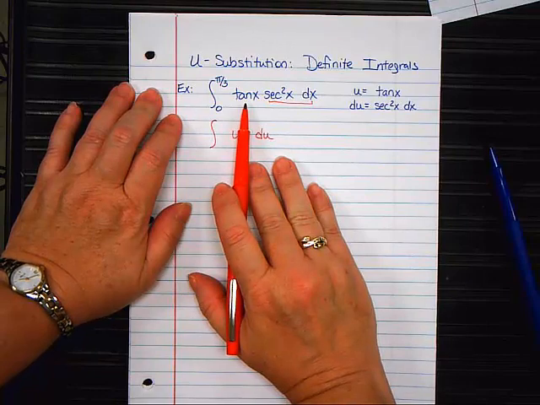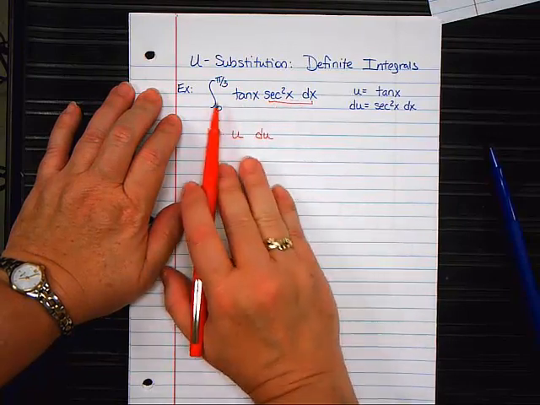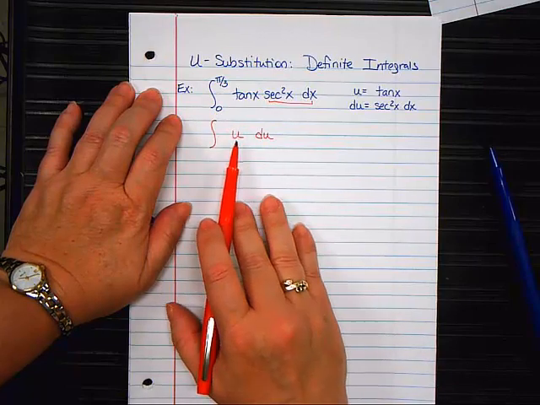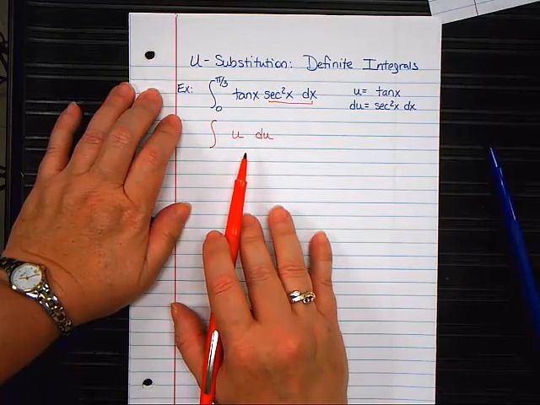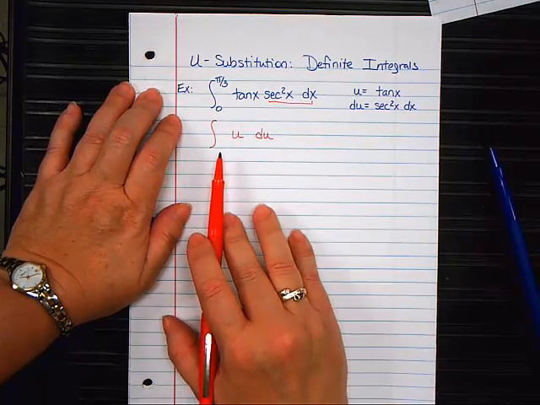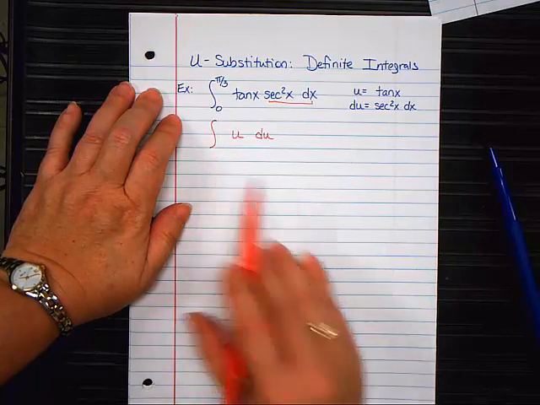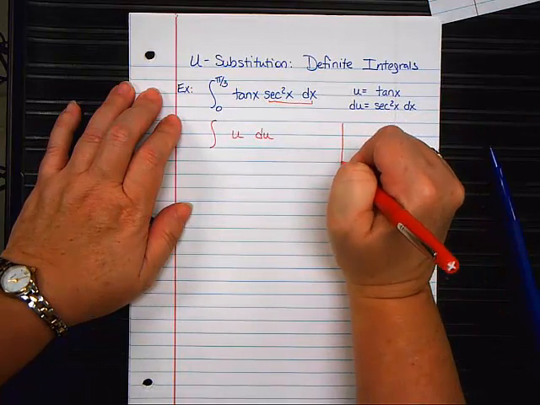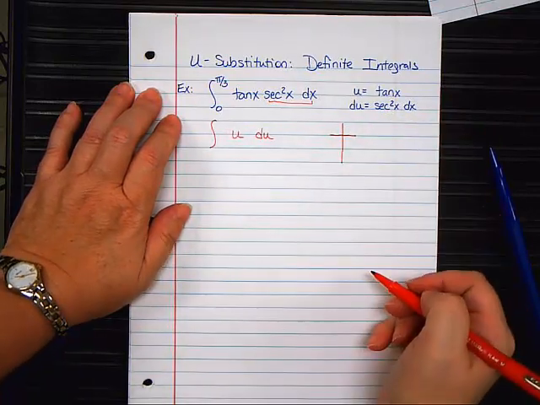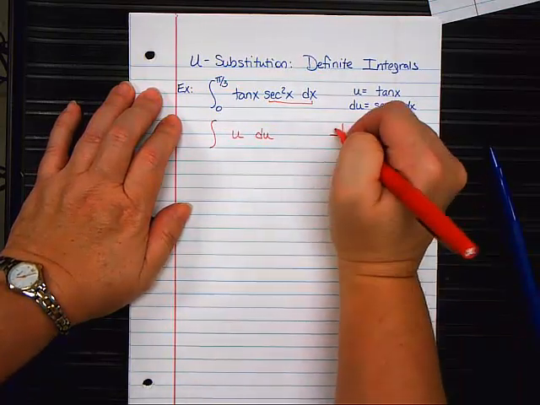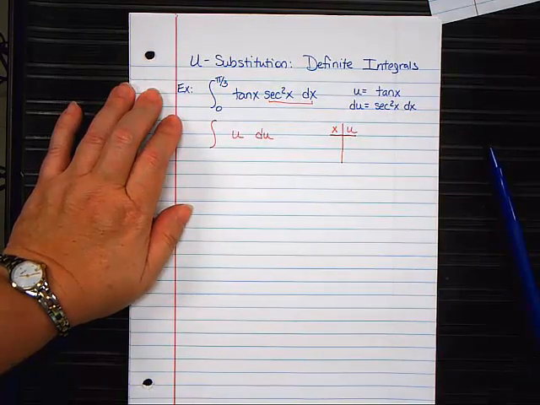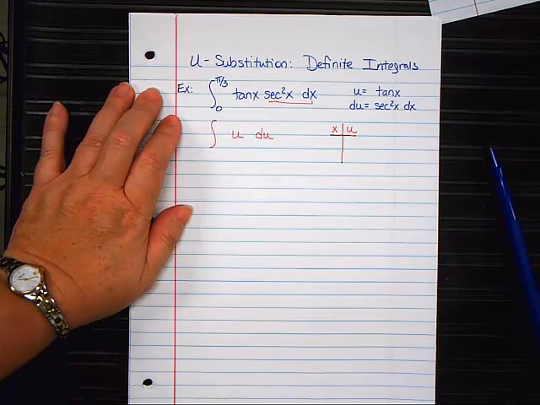Okay? Now, this is in terms of x. This is in terms of x. These limits are also in terms of x. Since we have turned the rest of the integral into u's, we must also turn the limits into u's. So this is where we now go down a different road. I need you to draw a 3-line long t-chart. X goes in the first column, u goes in the second. And we're going to change the limits of integration from x values to u values.